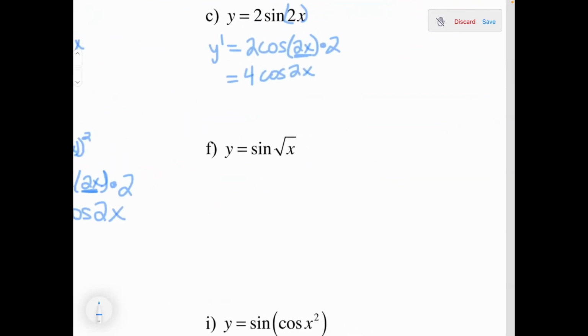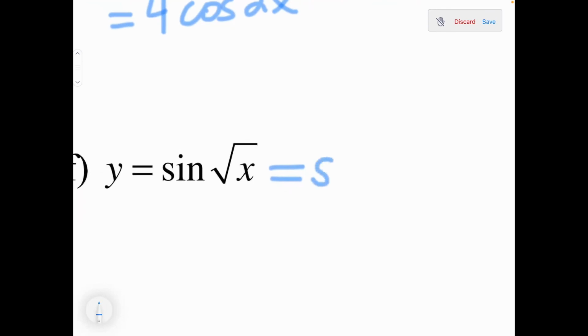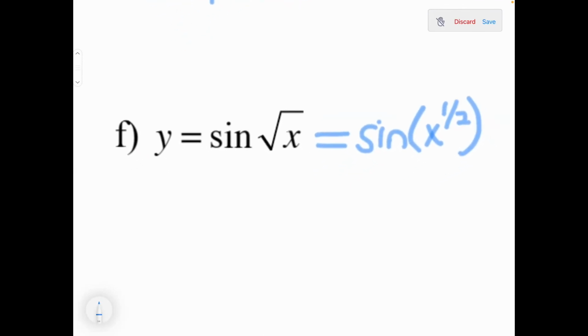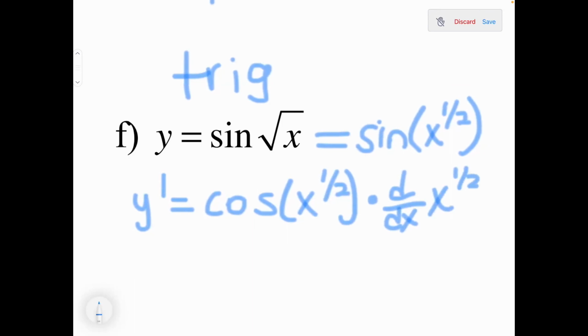Part F, we got sine of the square root of x, which if we put this in notation that we're familiar with, that would be sine x to the 1/2. Notice only the x is being raised to the 1/2 power here, not the entire expression. So this would be a trig form, and the derivative of sine is cosine. So we get cosine x to the 1/2. We're not changing that part. And then we're going to multiply that by the derivative of x to the 1/2.